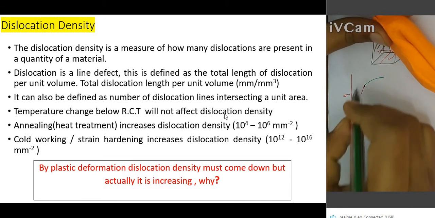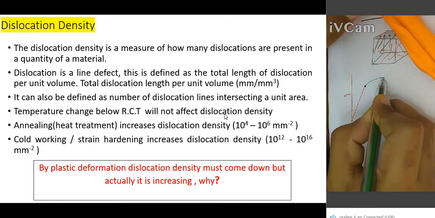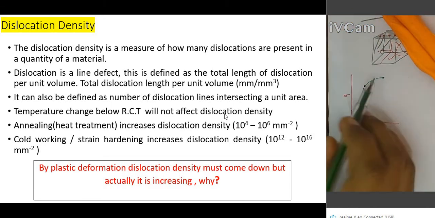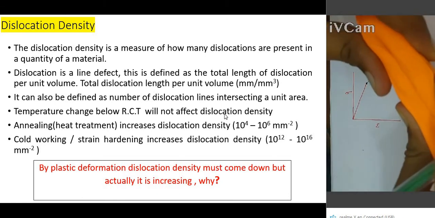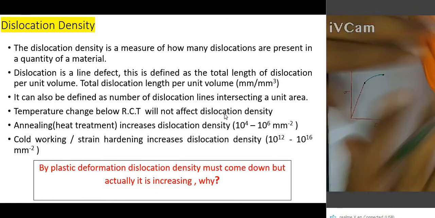Again I increase the force on this material. I apply the force up to this point. This is not the ultimate stress point, that means rupture has not started. Just some amount of plastic deformation I apply.